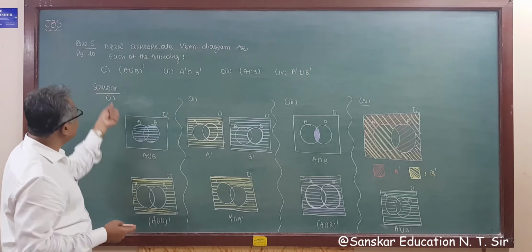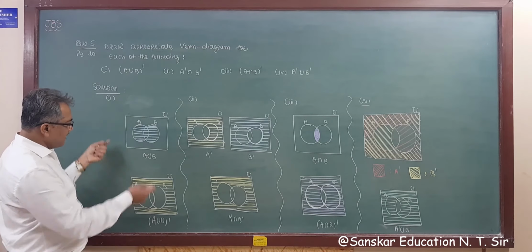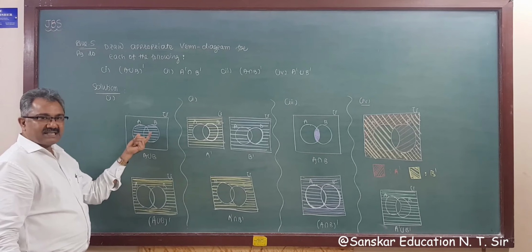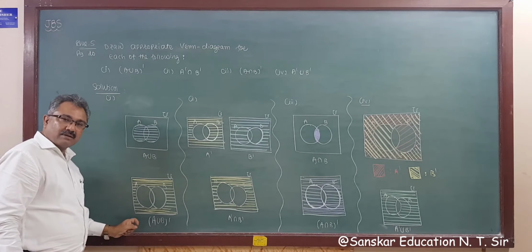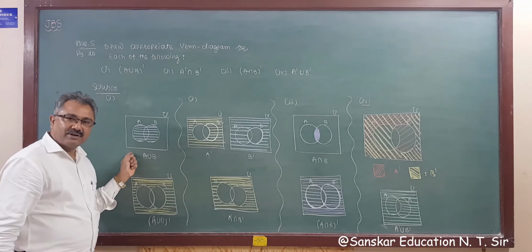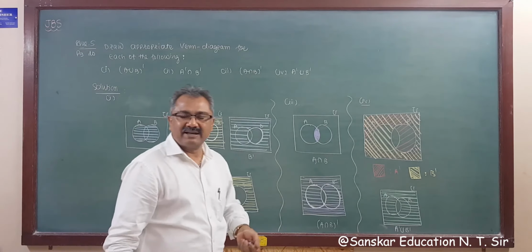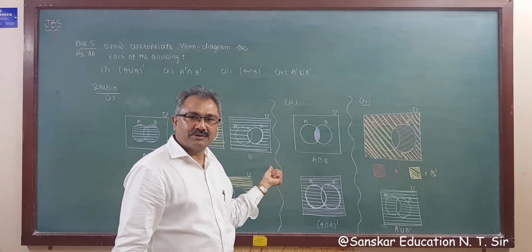So if you want this, see, (A union B) whole dash: this is A union B, and then the dash of this is everything other than this. So you can draw this figure directly also, no need to draw the two figures. This is the Venn diagram which they want in the answer. So you understand this, okay?